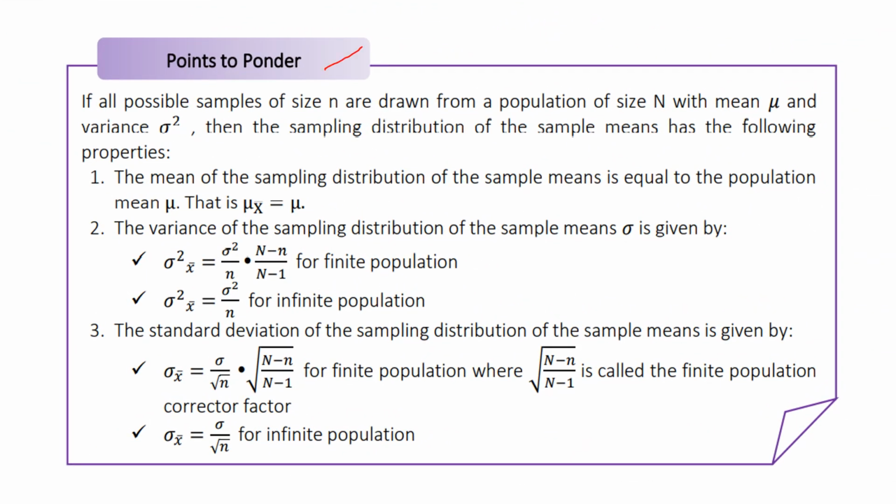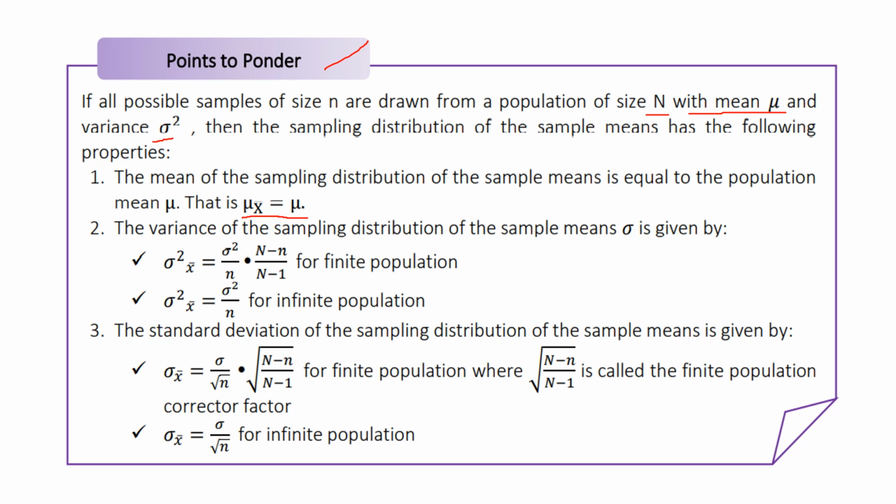So, point number 1. If all possible samples of size n are drawn from a population of size N, which is your population, with your population mean mu and your variance sigma squared, then the sampling distribution of the sample means has the following properties. Now, the mean of the sampling distribution of the sample mean is equal to the population mean mu. So that's why the mean of your sample mean is equal to your population mean.